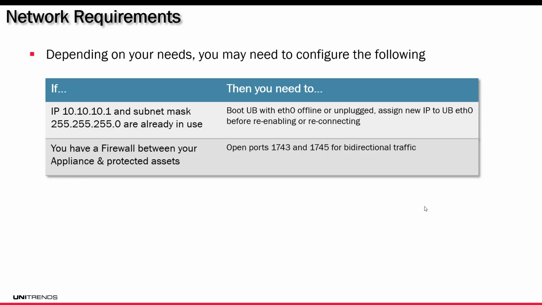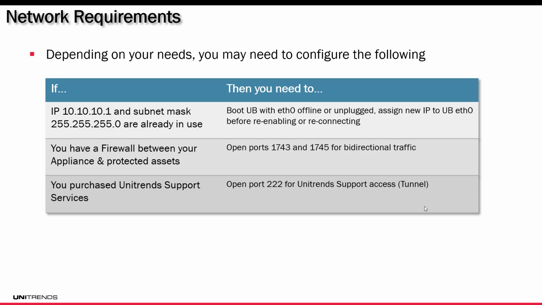Now, if you have a firewall between your appliances and your protected assets, you want to make sure you have ports 1743 and 1745 open for bidirectional traffic. That's if you have a firewall between your appliance and your protected assets. If you purchase Unitrends support services, which most people do, you also want to make sure you open up port 222 for our Unitrends support access, our support tunnel. That way, when you need help, we can remote in and take over and help you solve your problems and give you some assistance and guidance.